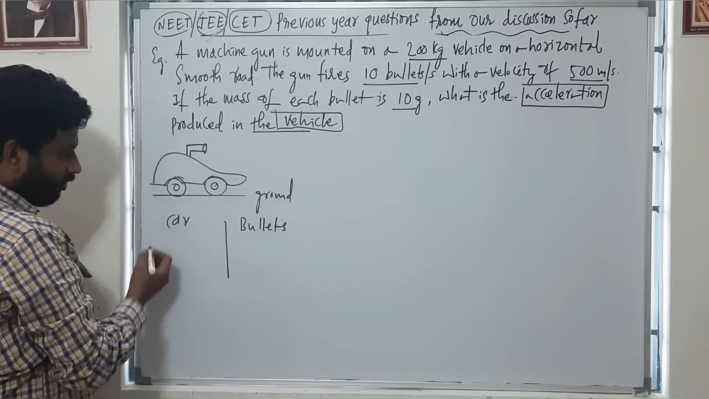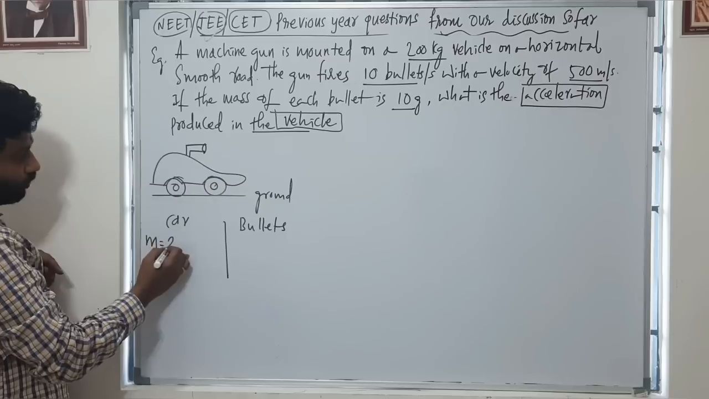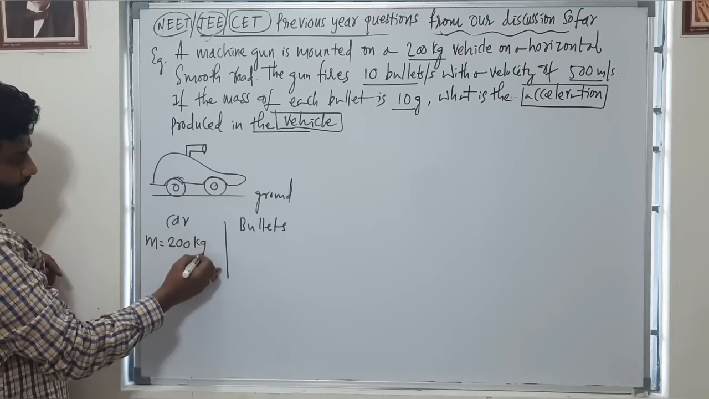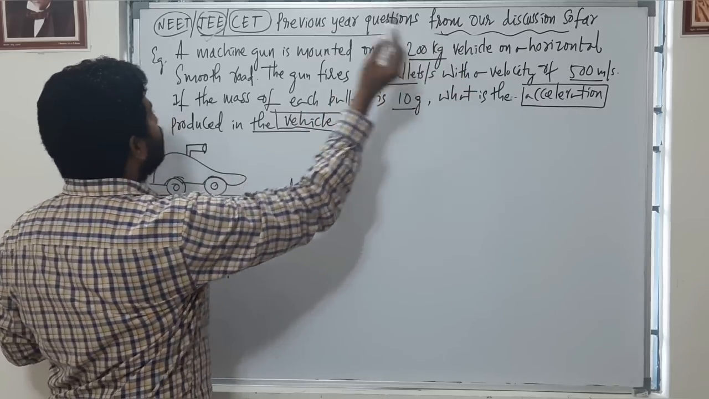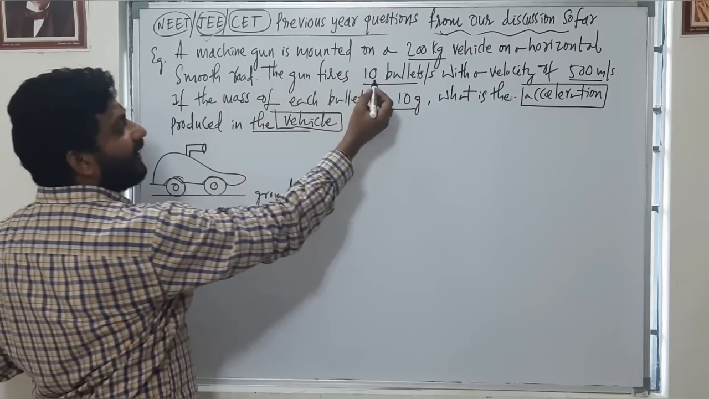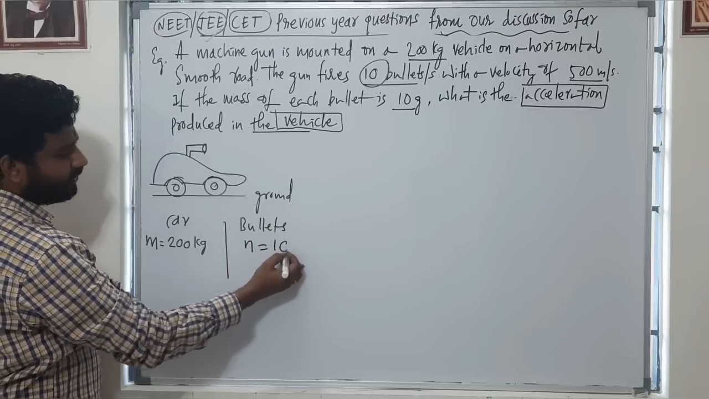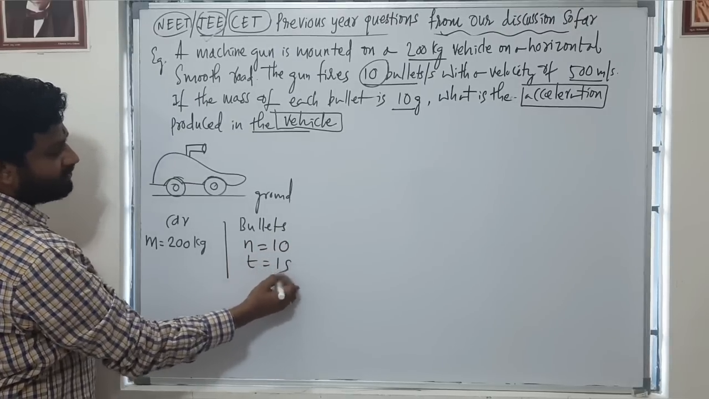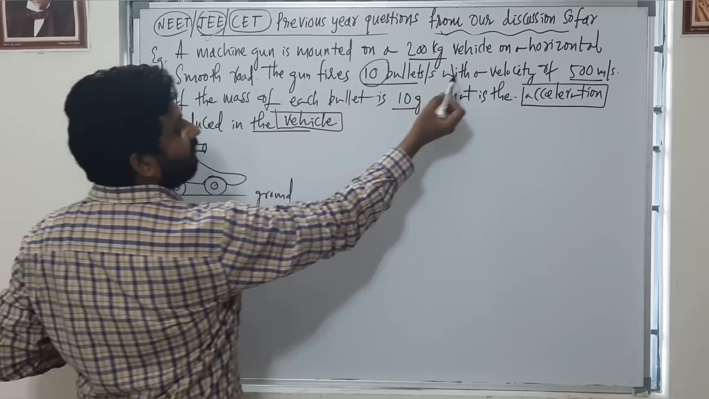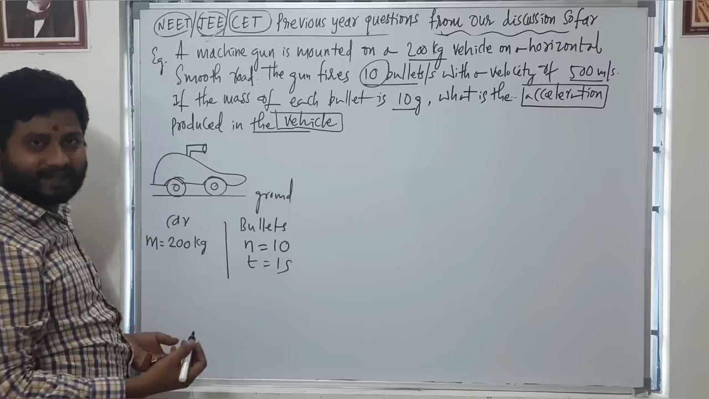This is the car. What is the mass of the car? 200 kg. On a horizontal smooth road, the gun fires 10 bullets. So how many number of bullets? 10 bullets in 1 second, with a velocity of 500 meters per second.